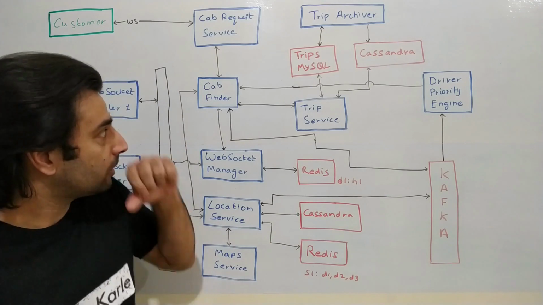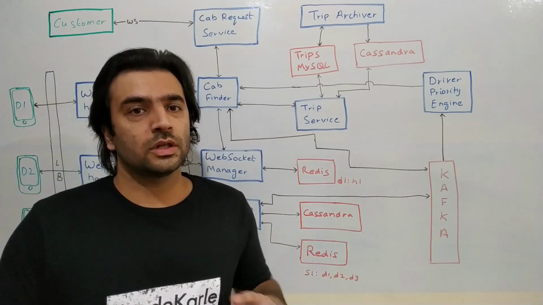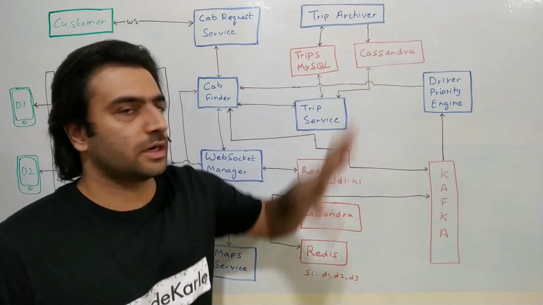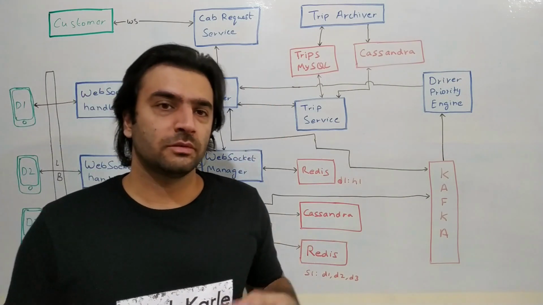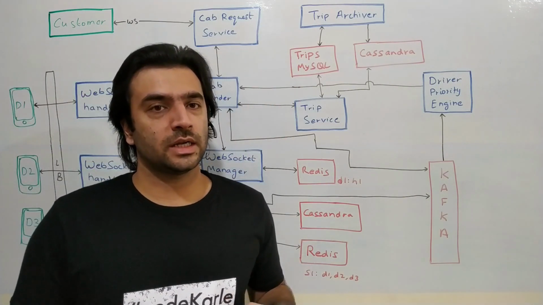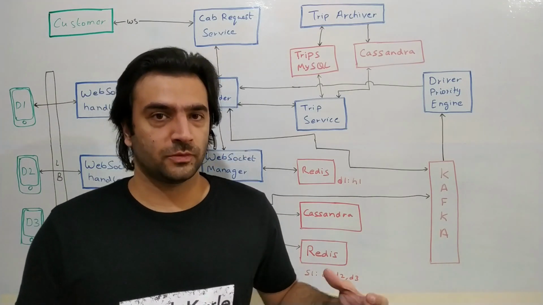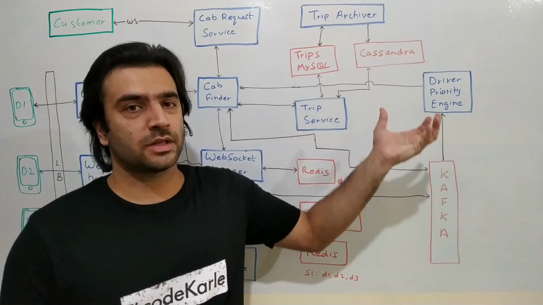Okay. Now there is something called a trip service. Trip service is basically the source of truth for all the trip information. It sits on top of a MySQL database and a Cassandra database. Okay, it uses MySQL for all the live information, basically information of all the trips that are either about to happen in the near future or are in progress. Okay, once the trip is completed, then it can move to Cassandra.